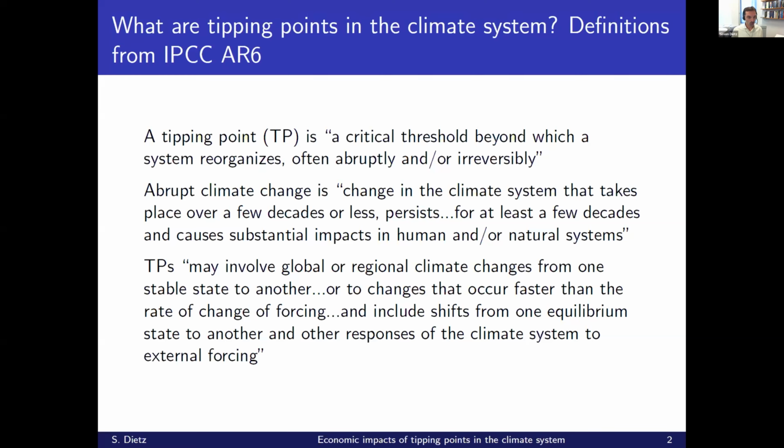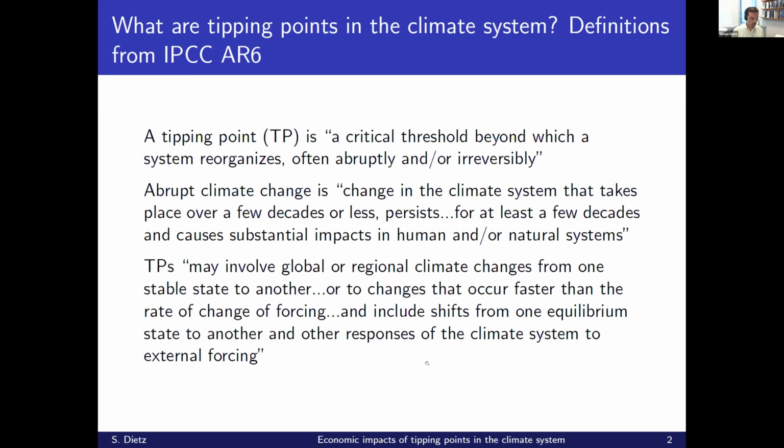Tipping points may involve global or regional climate changes from one stable state to another, or to changes that occur faster than the rate of change of forcing, and include shifts from one equilibrium state to another, and other responses of the climate system to external forcing.